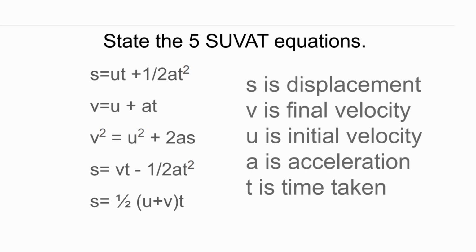s is equal to ut plus half at squared. The second equation is v is equal to u plus at. The third equation is v squared is equal to u squared plus 2as. The fourth equation is s is equal to vt minus half at squared. And the fifth equation is s is equal to half (u plus v) times t, where u and v are adding and t is multiplying.